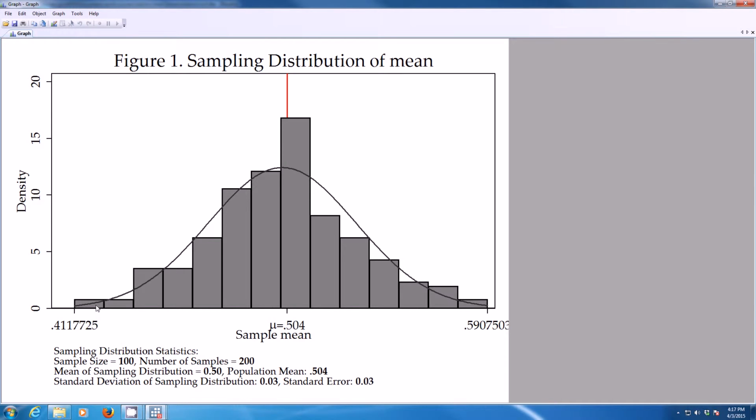Although some are smaller than the population mean, they're not very likely. And again, while some are bigger, they're also not very likely. It's most likely that the sample mean is going to be equal to the true population mean, because most of those means are in the middle.